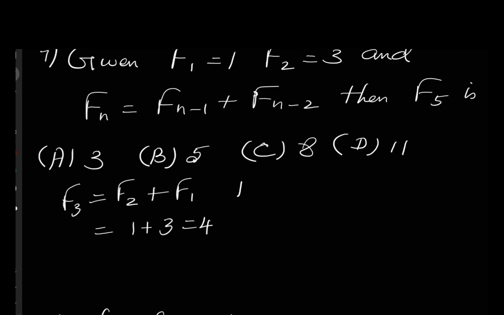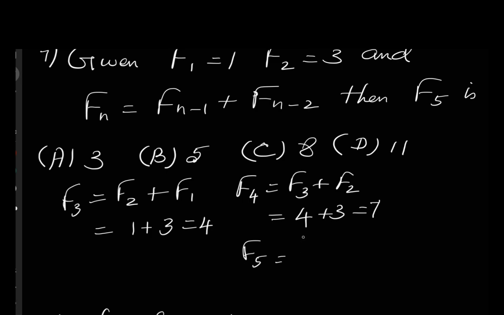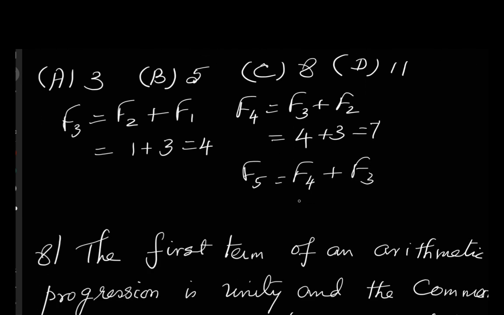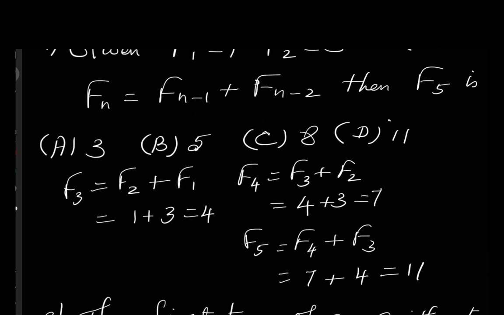Then take f4. f4 is f4 minus 1, f3 plus f4 minus 2, f2. So f3 is 4 and f2 given 3. This is equal to 7. Now find f5. f5 is equal to, substitute in the formula, f4 plus f3. So f4 is 7 plus f3 is 4. That is equal to 11. The fifth term of the sequence is 11.